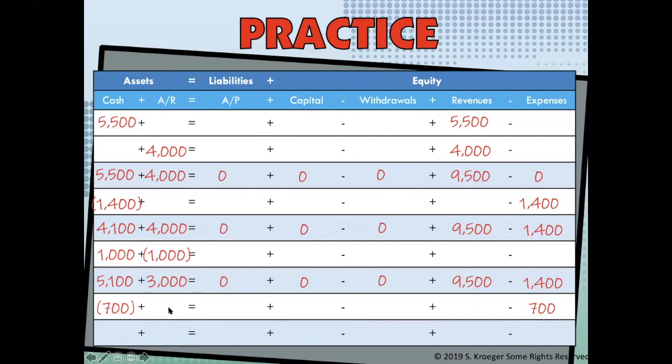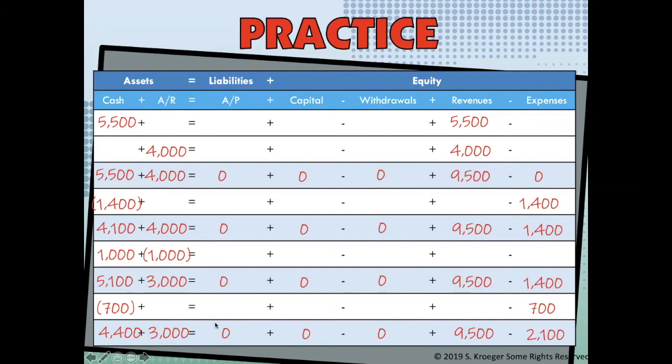Now let's total everything up. 5,100 minus 700 is 4,400, plus 3,000 equals 7,400. Now this side has to also equal 7,400. We have 0 in these accounts. 9,500 minus 2,100, that's the total of my expenses, equals 7,400.